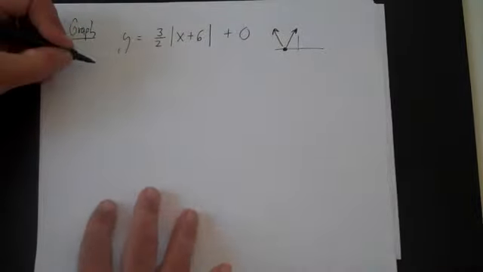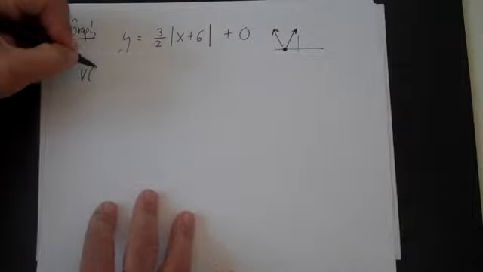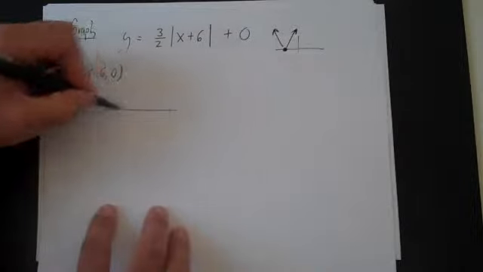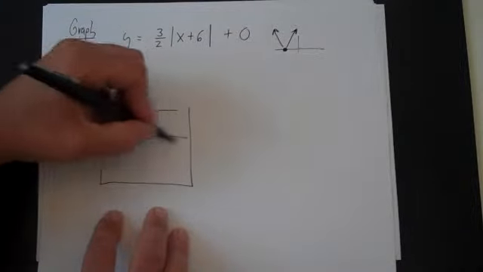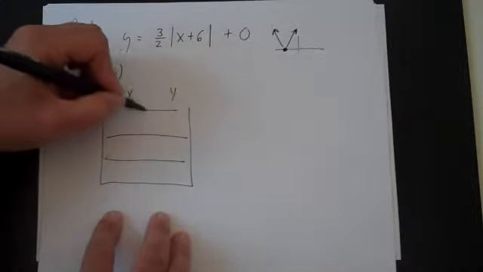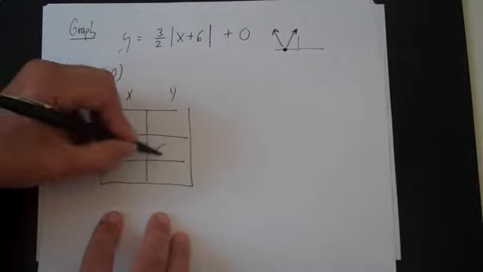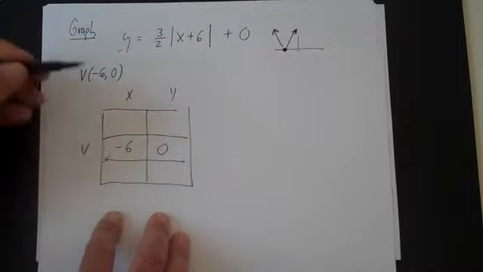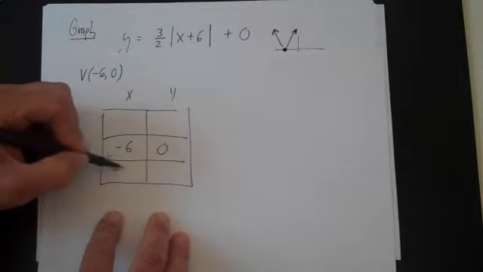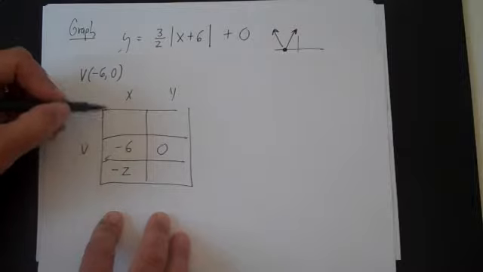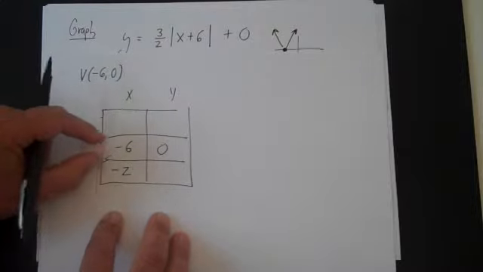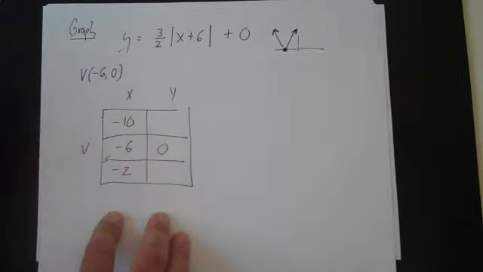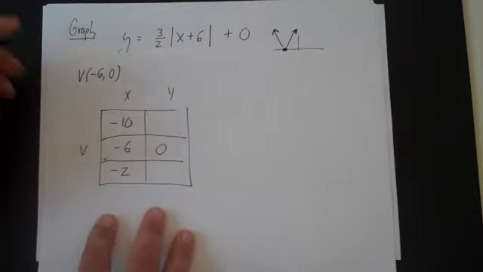In this case, you know the vertex is minus 6, 0. Put the vertex in the middle. Choose some number which is more positive than minus 6. I'm going to choose minus 2. And one number that's more negative. Now this distance here is 4, so I'm going to go 4 back. That's minus 10. You don't have to do that, but if you do, then the y's will be the same. It's also a nice way to check yourself.